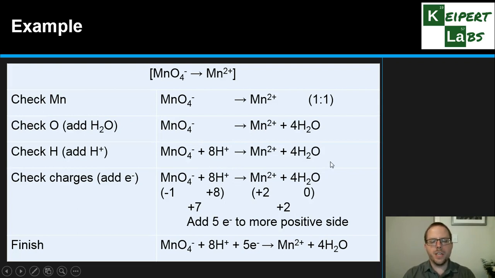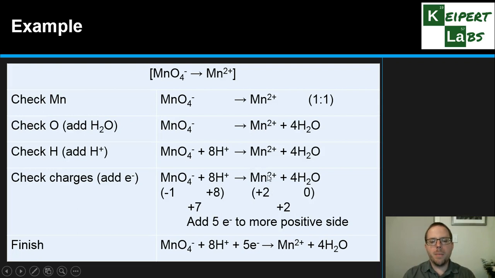And now I need to check the charges: add up the positive and negative charges on the left side and then the right side and look at the difference between the two. Okay, so the permanganate ion has a charge of -1, and each of these hydrogen ions has a charge of +1. So I have 8 positive charges here and 1 negative. So overall, the left-hand side has a charge of +7.